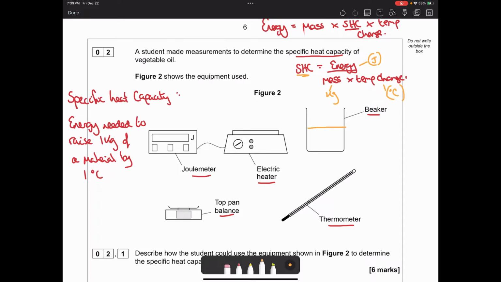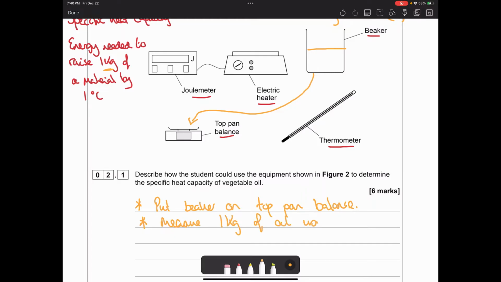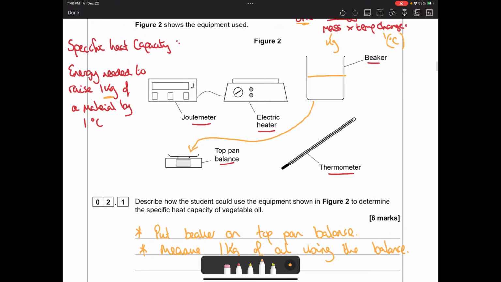So point number 1 then, what I would be doing is getting my beaker and putting it on my top pan balance and recording the mass of oil that I've got. Now I would try and keep it at 1 kilogram because that's my definition and that just makes the equation a little bit easier. So I would put beaker on top pan balance, use the words that they've given you in the question. You would then measure 1 kilogram of oil using the balance. So that gives you your mass, which is one part of your equation.